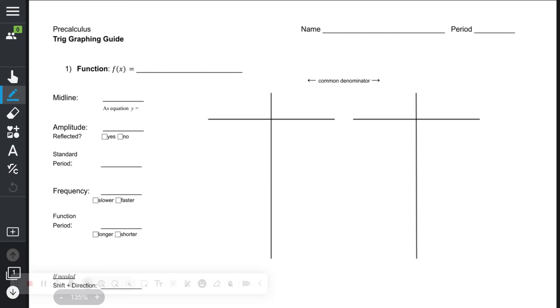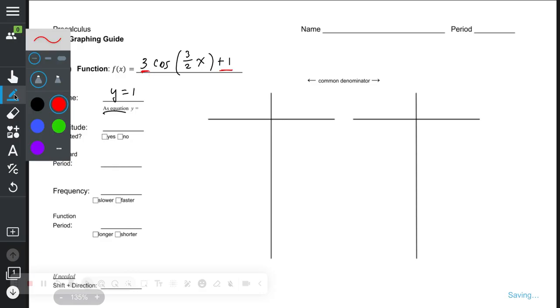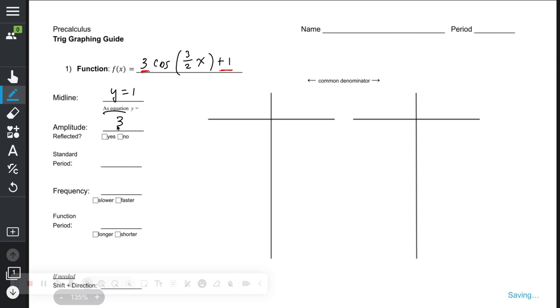Okay, let's graph this function. f of x is 3 cosine of 3 halves x plus 1. Okay, let's analyze it. The midline as an equation is y equals 1. It comes from here. The amplitude comes from here. It's just 3. It's a positive number, always a positive number. Is it reflected? No, because there's no negative sign here.